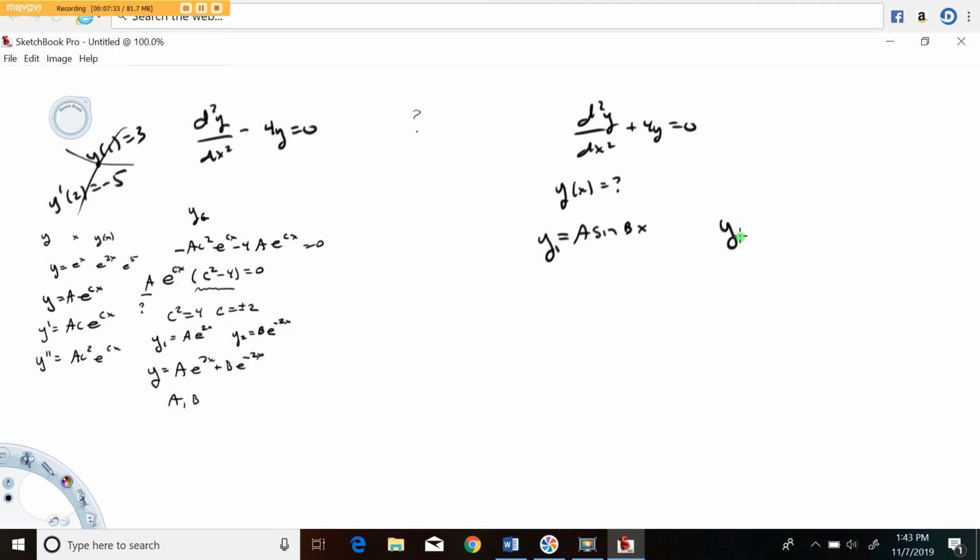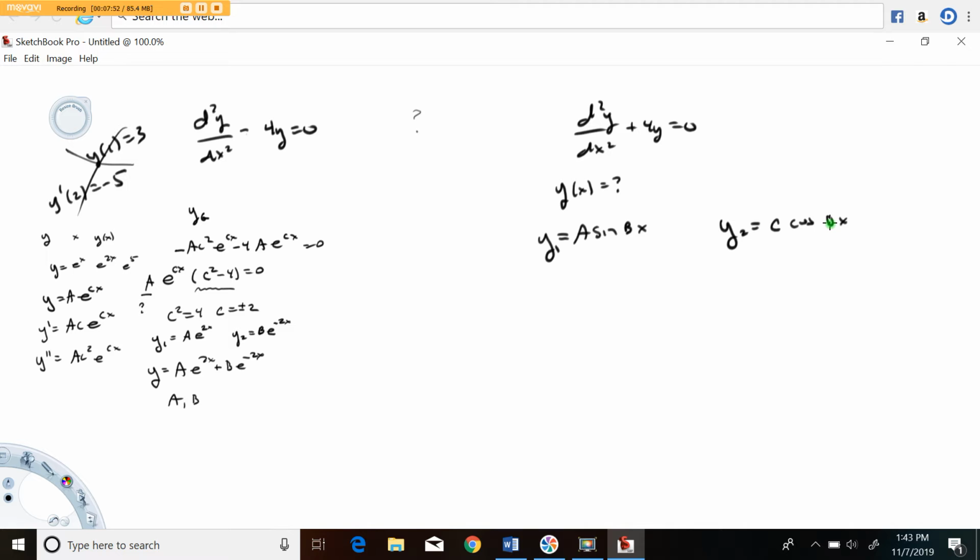Another possible solution, well, a cosine function also exhibits this behavior. Differentiate cosine, you get minus sine. Differentiate that again, you get minus cosine. So that could be some other constant, c, cosine of, for now I'll say dx.